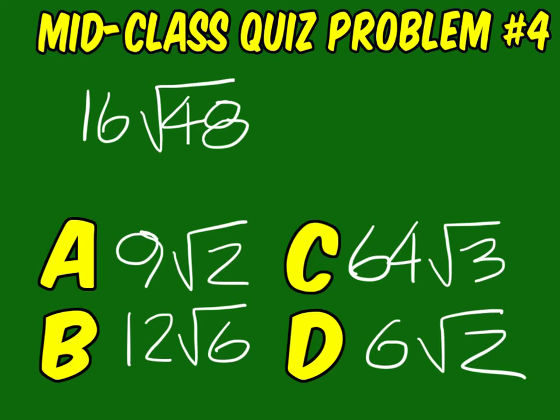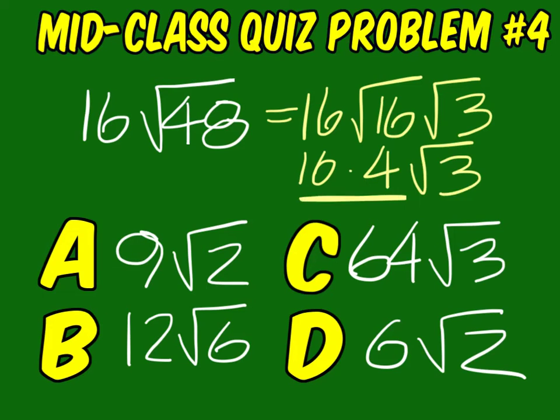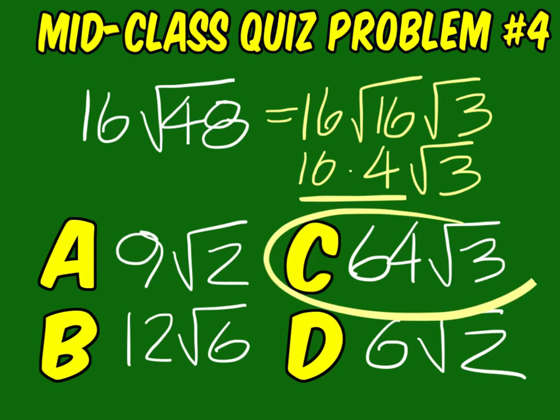Number 4. The 48 breaks up as 16 and 3. So that's 16 times 4, square root of 3. This will give you a 64. So C is the answer.